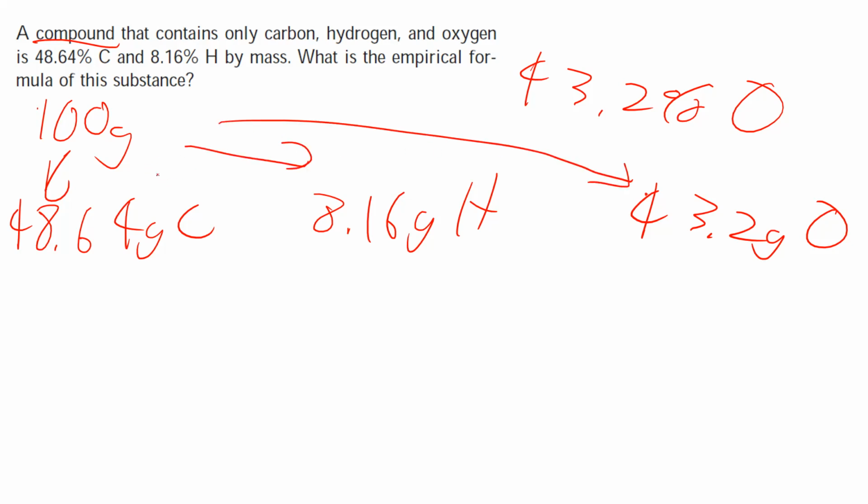We could have assumed 80 grams. We could have assumed 200 grams. If we assume 200 grams, we double all of these values. We double 48.64. We double 8.16. But why do you want to do that? Why do you want to make it more complicated than it is? So we just assume 100 grams because that's easy to work with.